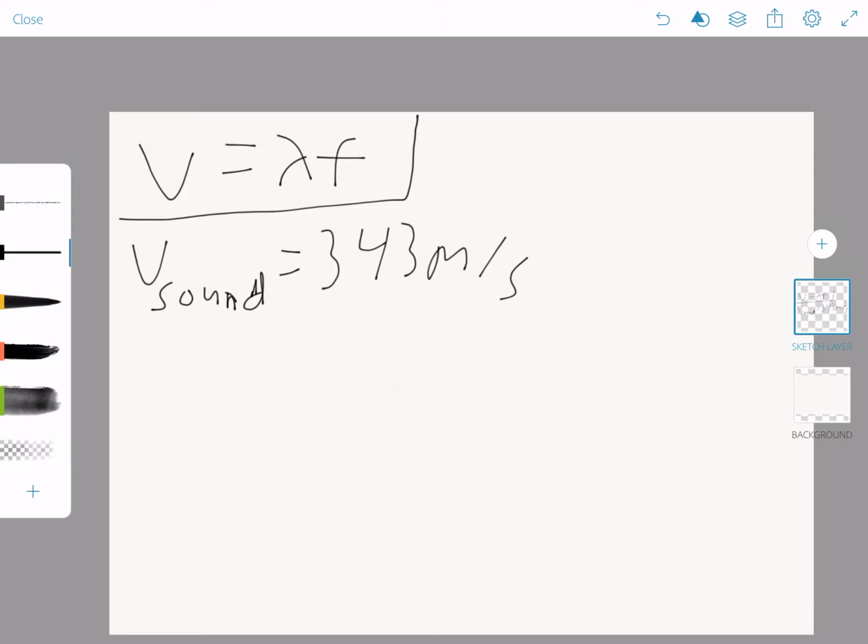And we're going to use the speed of sound as 343 meters per second. It does technically depend on the temperature, but we're just going to go with a set value of 343. And so then you pretty much need to divide that by either the frequency or the wavelength to find the other one, depending on what it gives you.